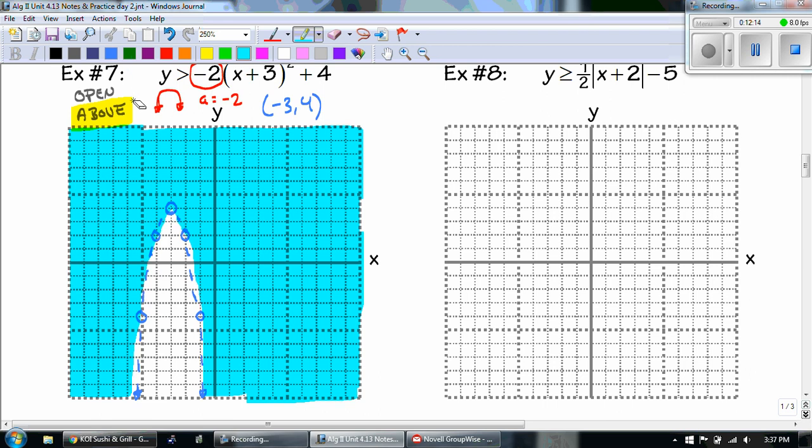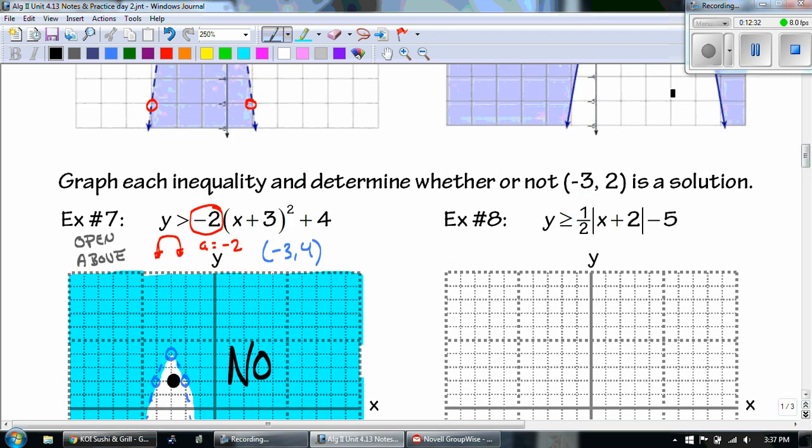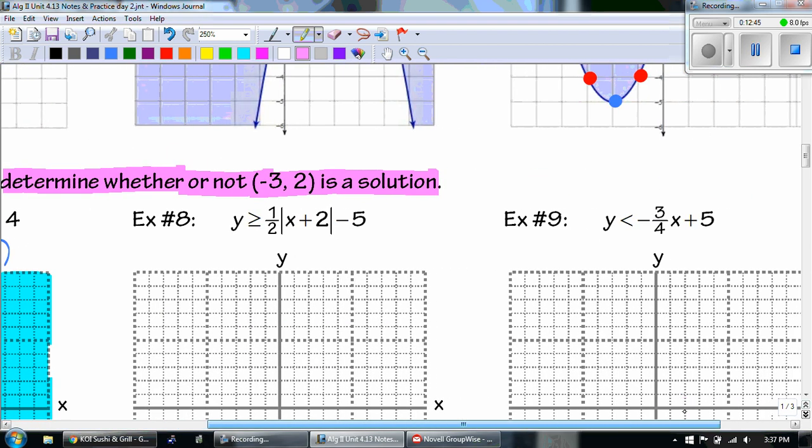Okay, so now we can ask ourselves, is -3, 2 part of the solution? Yes or no? No, it is not, because it is not in the shaded region. Okay, and why are you doing that, Mr. Grice? Well, I'm doing that because it asks us right there. Determine whether or not -3, 2 is a solution. All right, number 8.